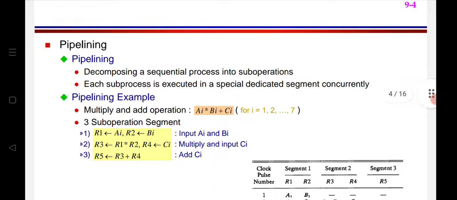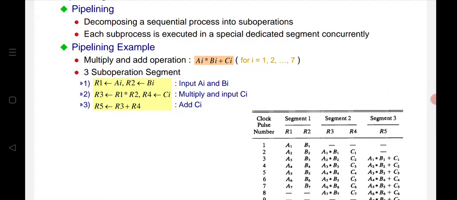Let us start with our main concept, pipelining. What do you actually mean by pipelining? Pipelining is nothing but decomposing a sequential process into sub-operations. I am going to divide my complete process into subdivisions, sub-operations. Each sub-process is executed in a special dedicated segment concurrently. That means each sub-process will be executed in a special dedicated segment concurrently. Let us see one example so you can understand.